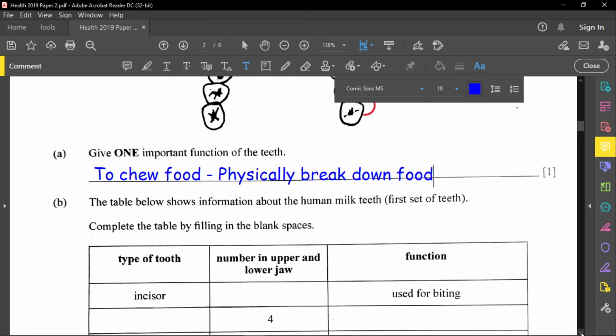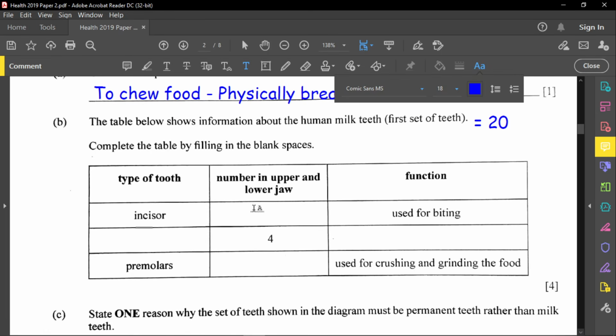For part B, it said the table below shows information about the human milk teeth, which is the first set of teeth. Just to make a note, there are 20 milk teeth. They are also called the temporary teeth. Complete the table by filling in the blank spaces. First you have the incisor. It asks for the number in the upper jaw and lower jaw, which gives a total of 8: 4 on the lower and 4 on the upper.